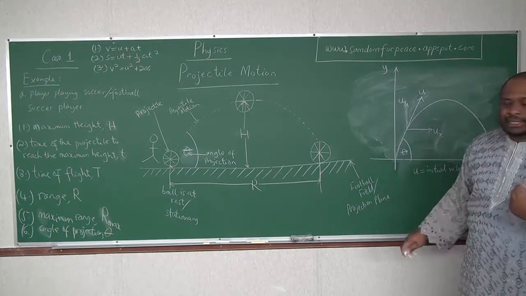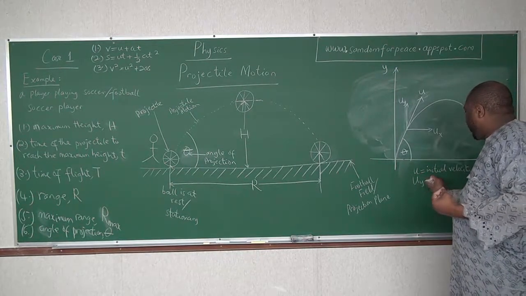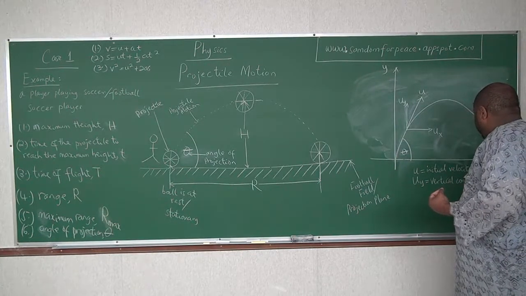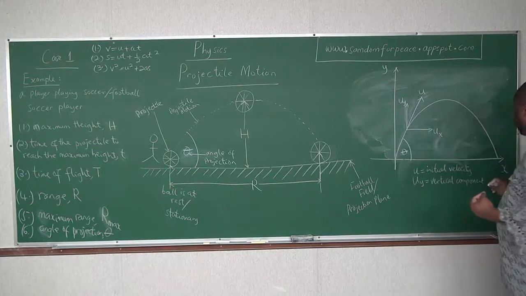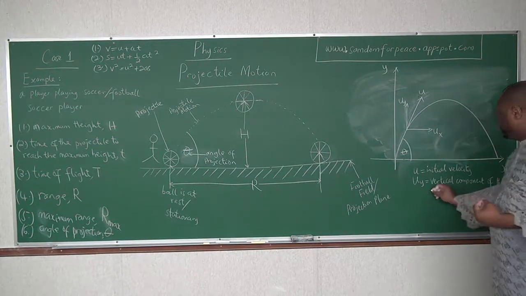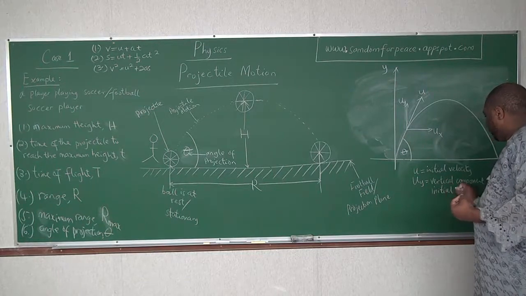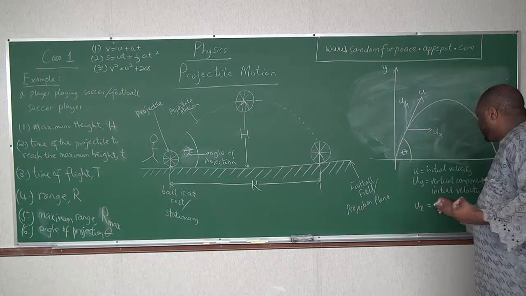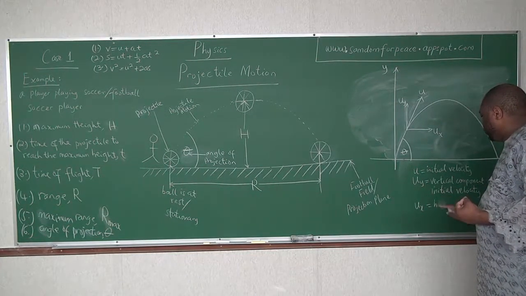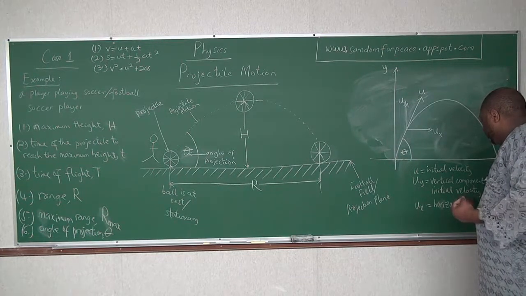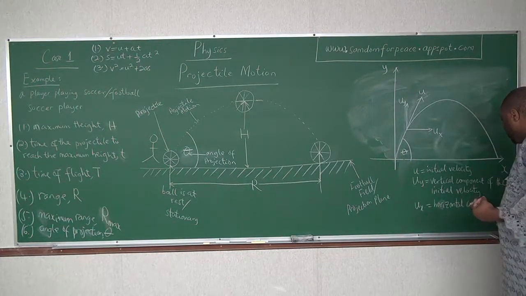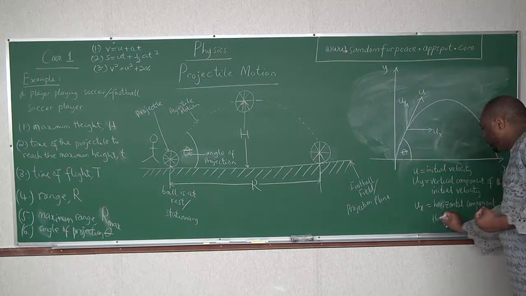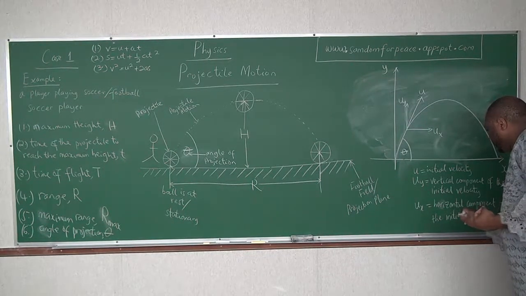So u is the initial velocity. Then u subscript y is the vertical component of the initial velocity, and u subscript x is the horizontal component of the initial velocity.